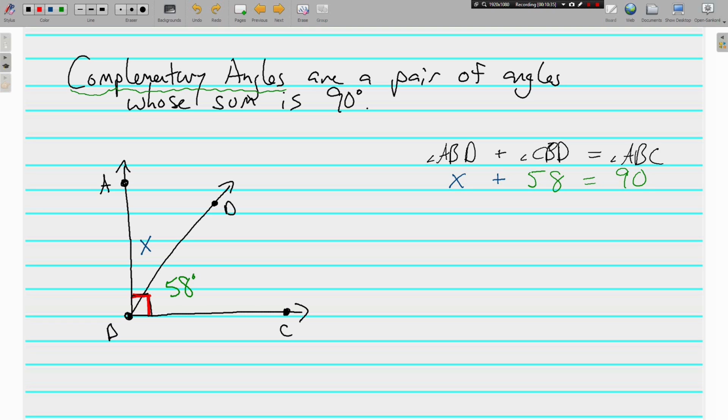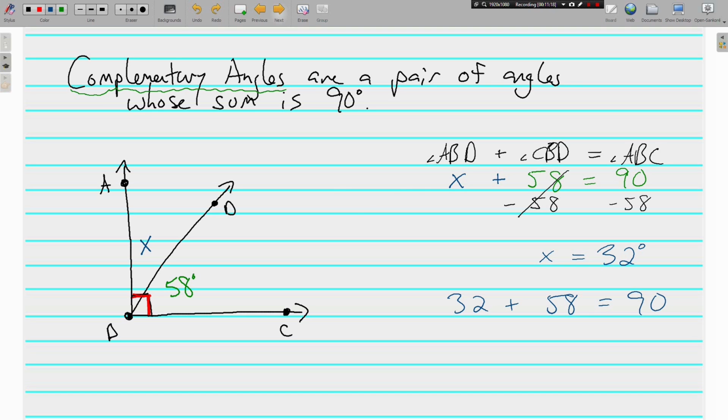We can find the measure of the other angle by solving this. We've got a positive 58, so we subtract 58. And what you do to one side, you must do to the other side. So the missing angle, the one we didn't know, is 32 degrees. 32 plus 58 is 90. Complementary angles are a pair of angles whose sum is 90 degrees.